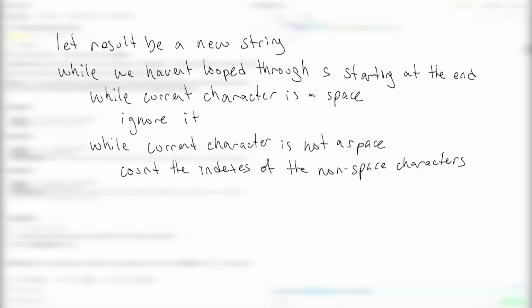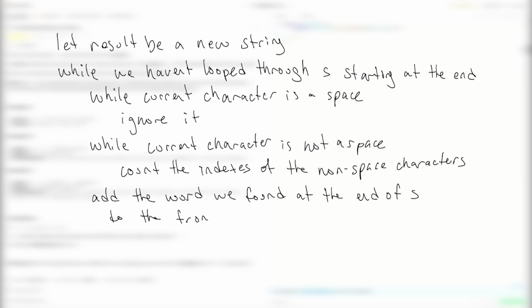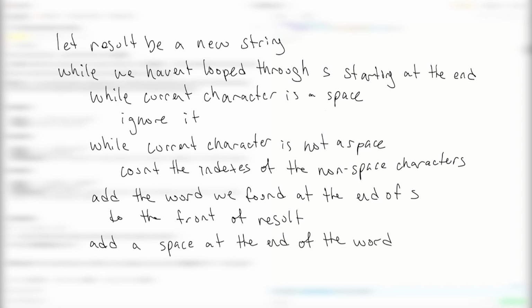Then once we find all the characters in that word, we want to add the word we found at the end of S to the front of result. We also want to go ahead and make sure we add a space at the end of the word. Then when we're finished, we'll go ahead and return that result. Like I said, pretty simple. We just have to find the words, go ahead and add them to the beginning of the array, and continue from there. So let's go ahead and hop into our example.